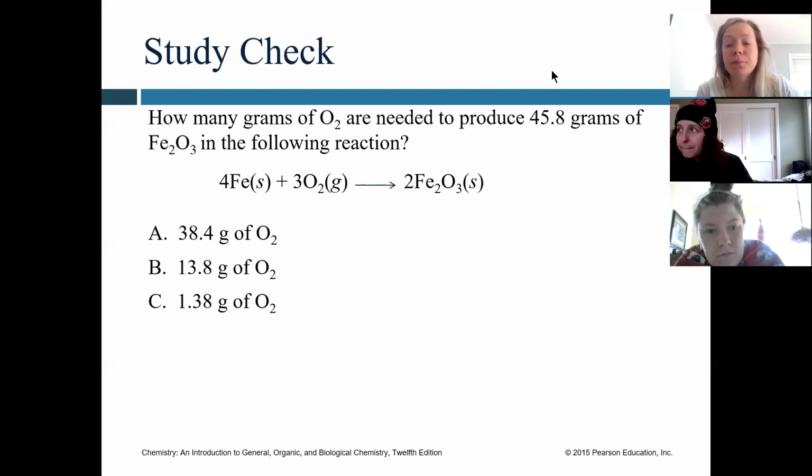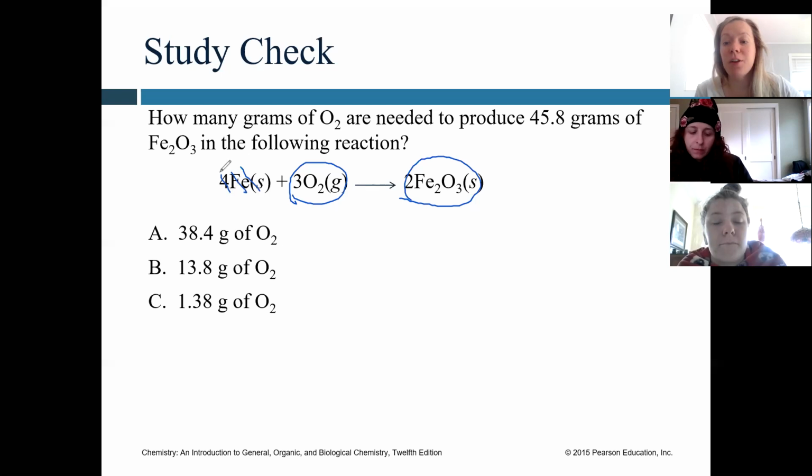Okay, so this one here, we're given grams of this. We want to find grams of this. This we can sort of ignore. I mean, you can't ignore the iron in that, it plays a role in the balanced equation and you would need it to balance the equation. But right now, we're just looking at these two things.